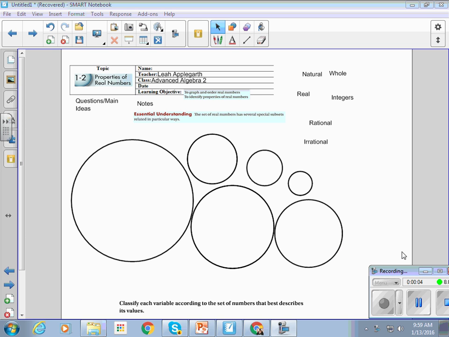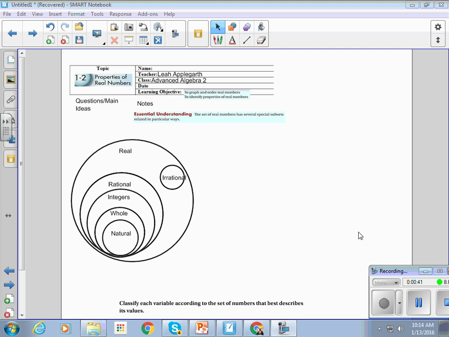All right, so we're doing section 1-2, properties of real numbers in Advanced Algebra 2 today. Our learning objective is to graph and order real numbers and to identify properties of real numbers. Our essential understanding is the set of real numbers has several special subsets related in particular ways. So we need to decide how all these items, if at all, are related to each other when speaking of numbers.